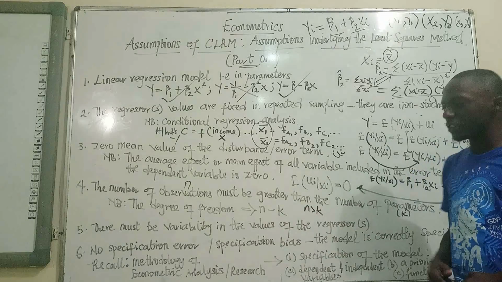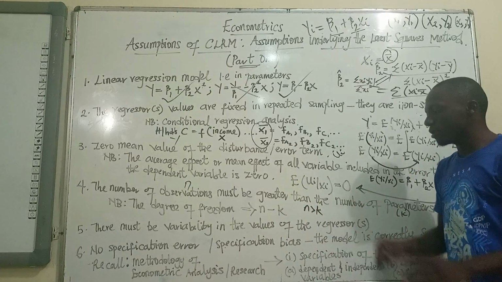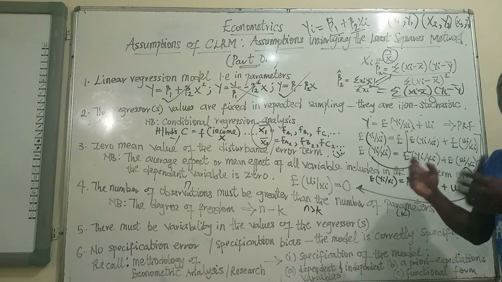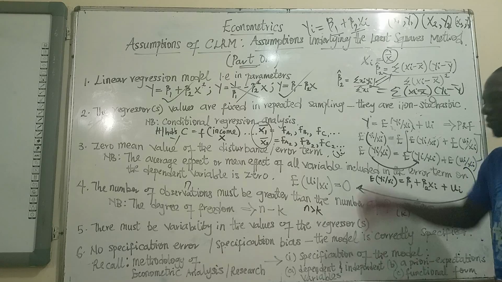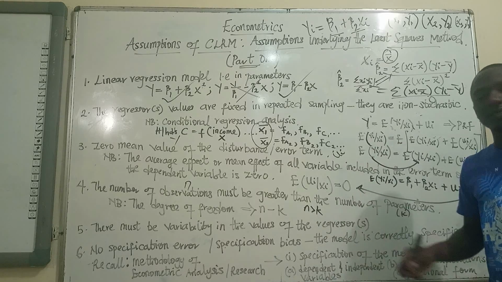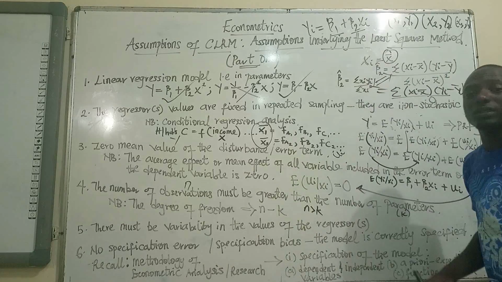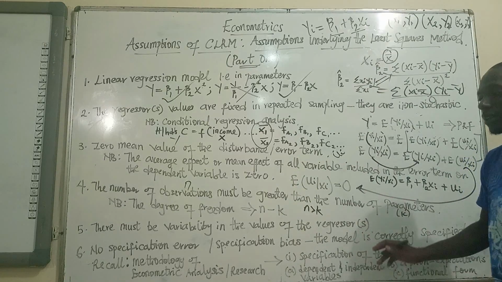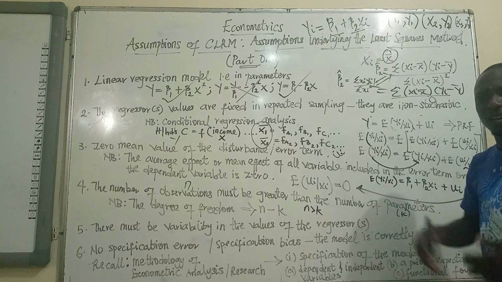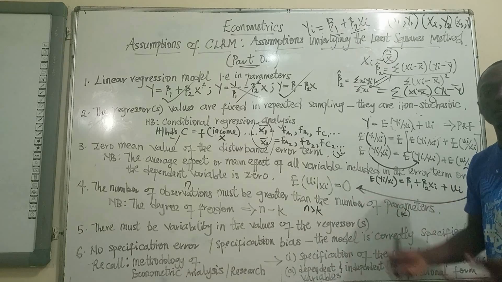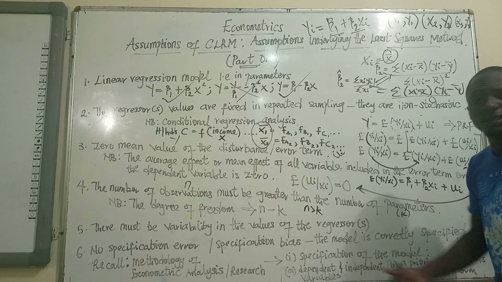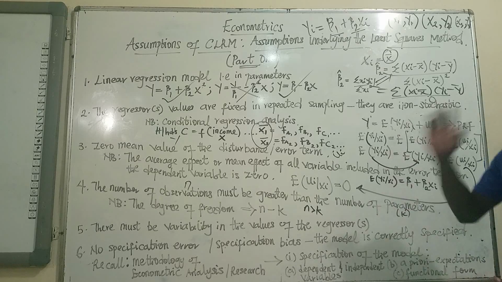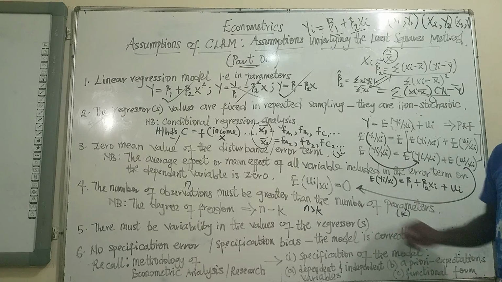So the last assumption is that there must be no specification error. There is no specification bias. The model we are working on must have been correctly specified. So if our model is wrong from the onset, then it simply means every other thing we are doing isn't worth it. It is just a very good waste of time. What do you think will be the essence of presenting a delicious meal before you that has been poisoned already? Of course, you can't eat that. So it's very, very important that our model must have been correctly specified.